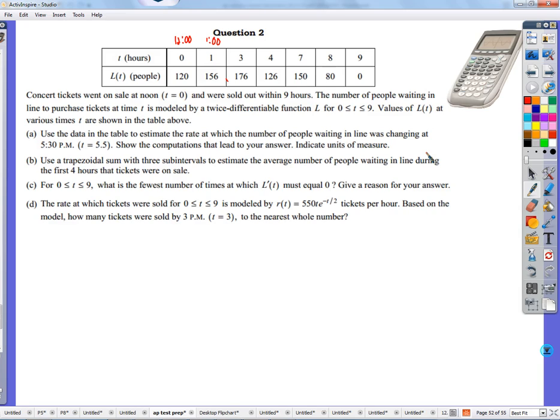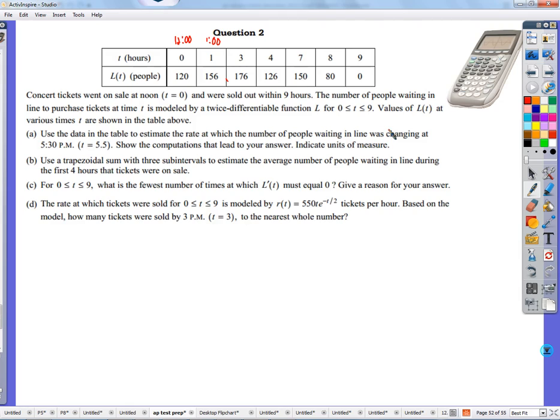So let's look at the question again. Use the data in the table to estimate the rate at which the number of people waiting in line was changing. Antiderivative? No. Regular derivative of something, since it's changing. So rate of change should indicate that we're looking at derivatives, not antiderivatives. But what it says is use the data in the table to estimate the rate at which the number of people waiting is changing. So it's looking for where the rate is changing.